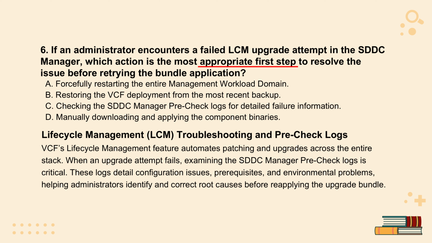Resist the urge to just hit retry or manually fiddle. The first and usually most effective step is to check the SDDC Manager pre-check logs for that specific update task. The pre-check logs? But the upgrade failed, not the pre-check. Why look there? Because the pre-check is designed to catch problems before the actual installation or upgrade starts. It checks dependencies, connectivity, disk space, versions, all the prerequisites. If the upgrade itself failed, it often means either a problem flagged by the pre-check wasn't fixed, or some prerequisite issue caused the failure during the main process.